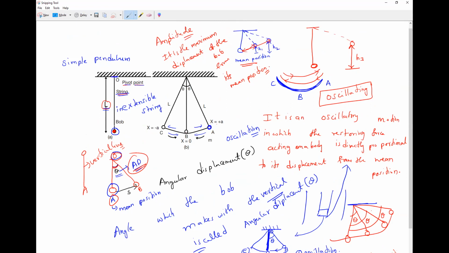See, for example, the bob is starting from A. It will go to the other extreme position. What is the other extreme position? C. And again it will come back to A. Then we can consider it as how many oscillations? One oscillation. Okay. Starting from one extreme point and going to the other extreme point.